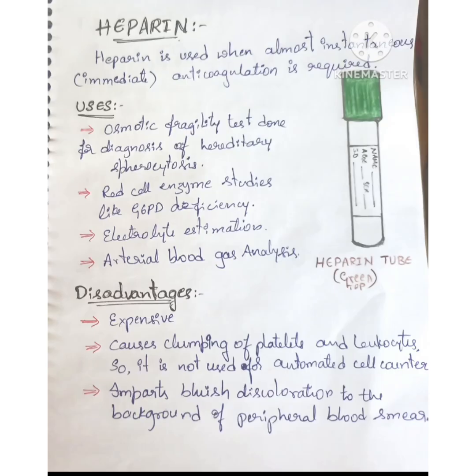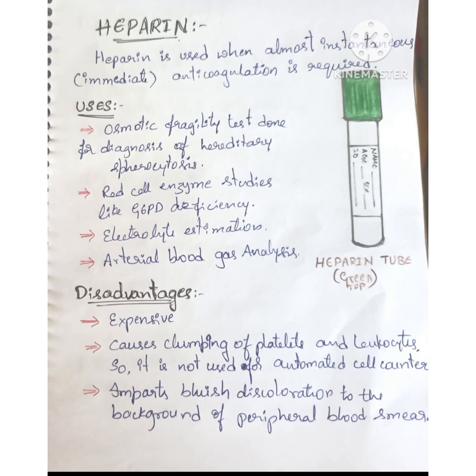The next anticoagulant is heparin. Heparin is used when almost instantaneous or immediate anticoagulation is required. Uses of heparin are osmotic fragility tests done for diagnosis of hereditary spherocytosis, red cell enzyme studies like G6PD deficiency, electrolyte estimation, arterial blood gas analyzer.